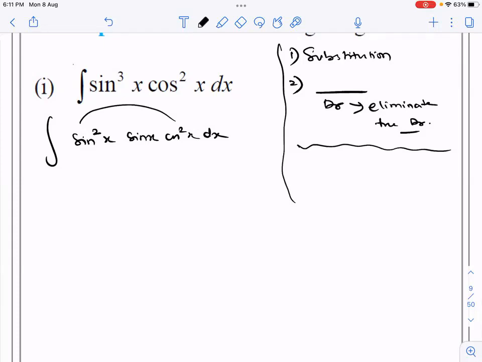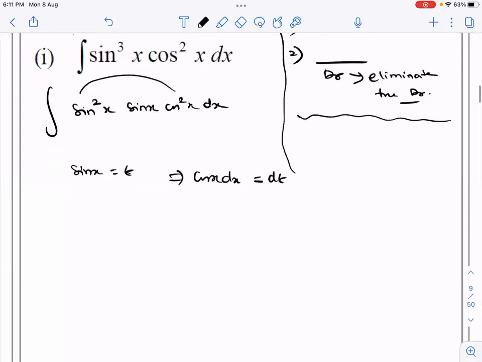Only sin x, no dx. You want to take sin x as t. If I take sin x as t, what will I get? Cos x dx will be equal to dt. Okay. Integral of, you want to write this as t square into t, but here you have cos square x dx and here you have cos x dx. Is there something that you can do?